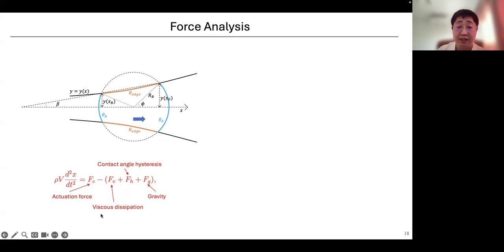First of all, we have the viscous dissipation from the droplet. We also have the contact angle hysteresis from the front and tail edge of the droplet. Because the droplet is moving towards the right, the contact angle along this side and this side can be different. So that's the contact angle hysteresis effect. And then potentially there's gravity. If we have a certain inclination angle, the droplet is climbing up, then that's another resistance.